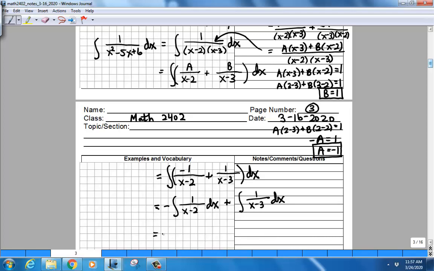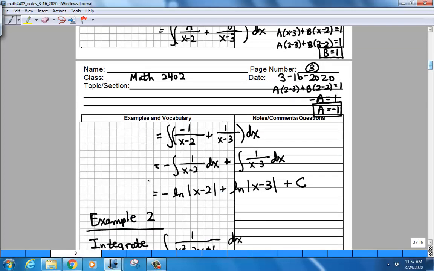But these antiderivatives now are easy, right? We can integrate these using natural log. This is going to be the natural log of the absolute value of x minus 2. And then this is just going to be the natural log of the absolute value of x minus 3. And then don't forget to add on our constant, right? There is the answer. There's the antiderivative of that original rational expression, right?